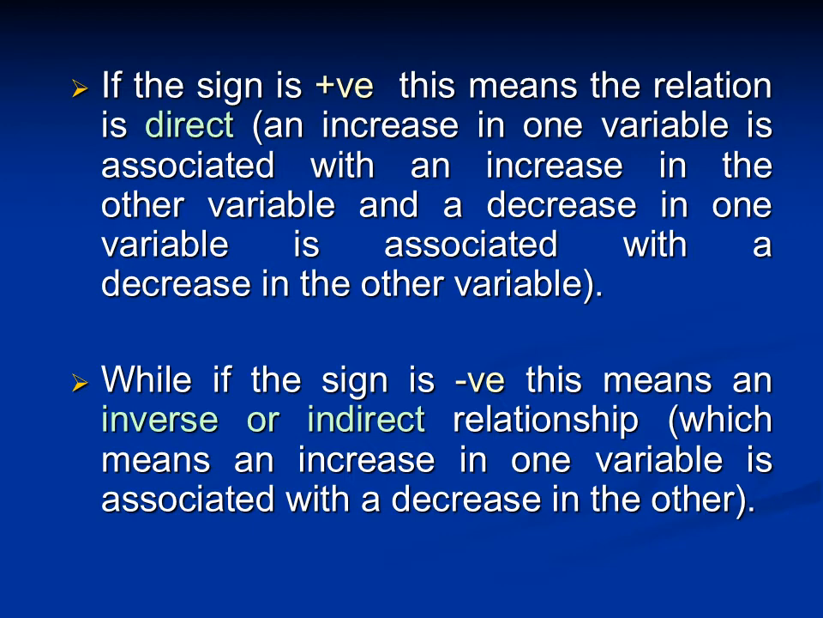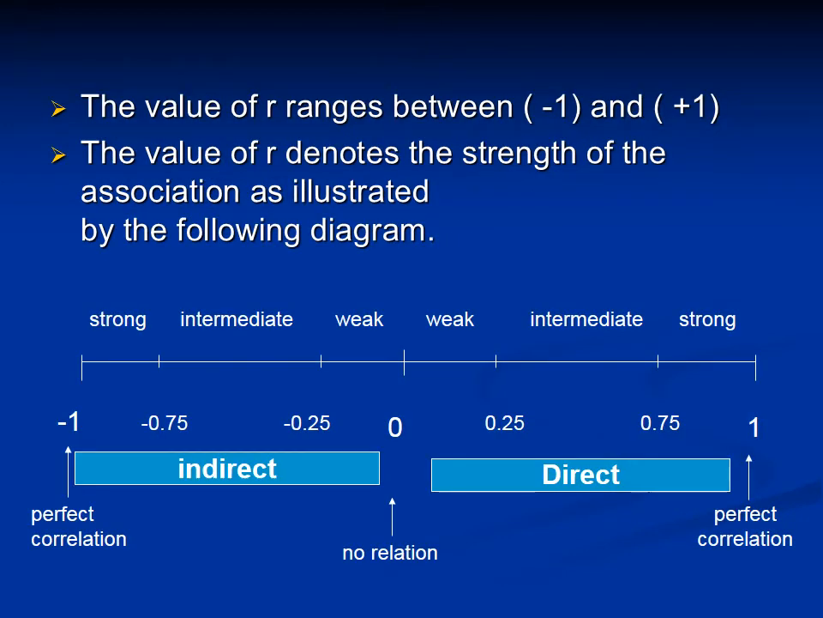So when you're computing your R, or your correlation coefficient, you will find that R will give you a negative value, and this denotes an indirect or an inverse relationship between the variables in question. So this is the interpretation. This helps you in interpreting your results after you have finished computing your R. So the value of R ranges between -1 and +1. The value of R denotes the strength of the association as illustrated by the following diagram.